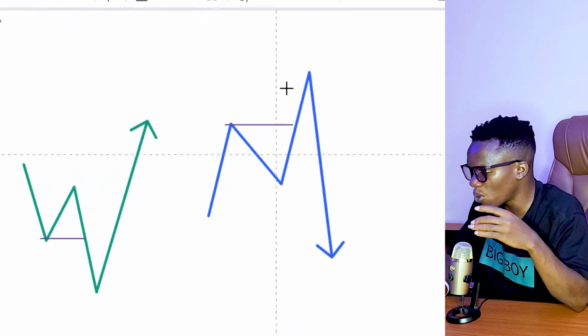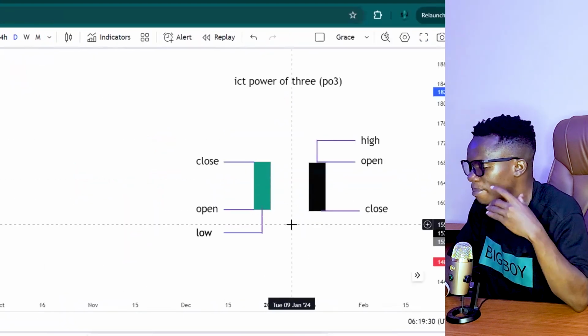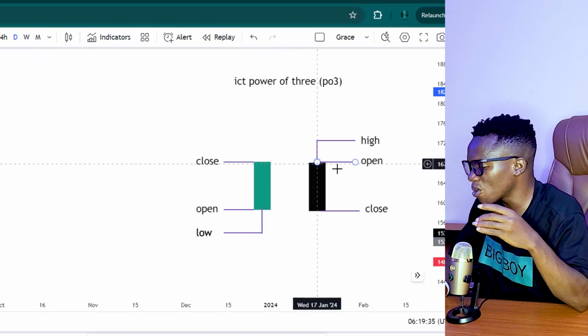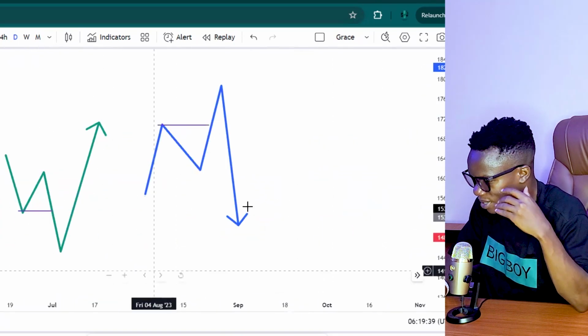That's purge. It means price will purge the liquidity, then reverse. That is the whole drama behind power of three. So price will come back, purge out liquidity, then reverse, purge out liquidity, then reverse. That is this whole diagram you are seeing here.